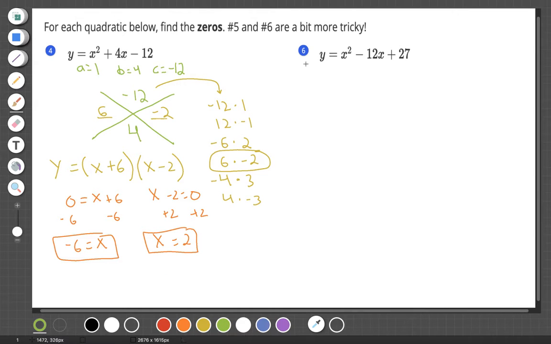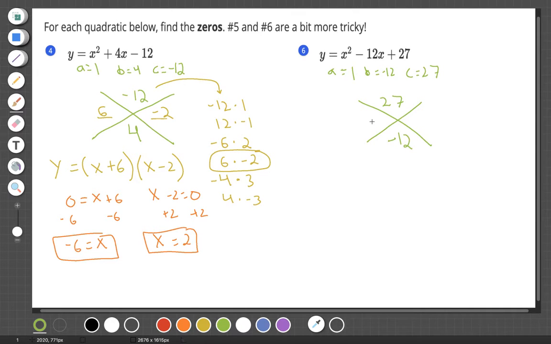So again, I'm going to identify my A, B, and C. So everything always starts the same. There is a tricky part about this diamond problem that we're going to go over in a second, though. So A equals 1, B equals negative 12, and C equals 27. Okay, so now I go to my diamond problem. Okay, A times C, so 1 times 27 would be 27. B, negative 12, goes in the bottom.